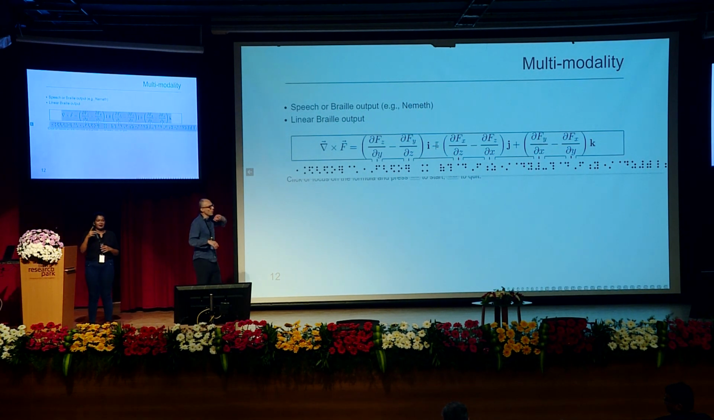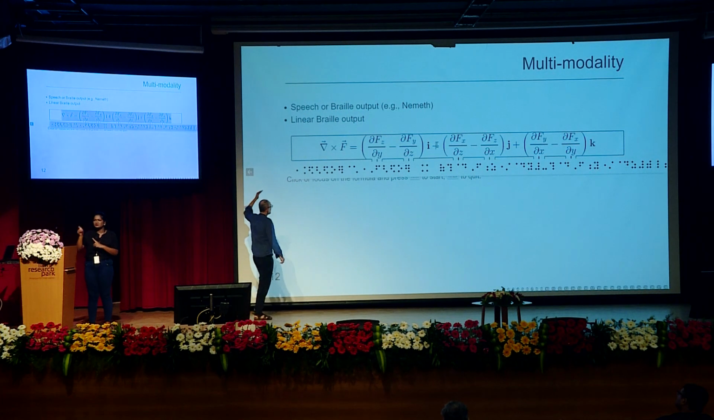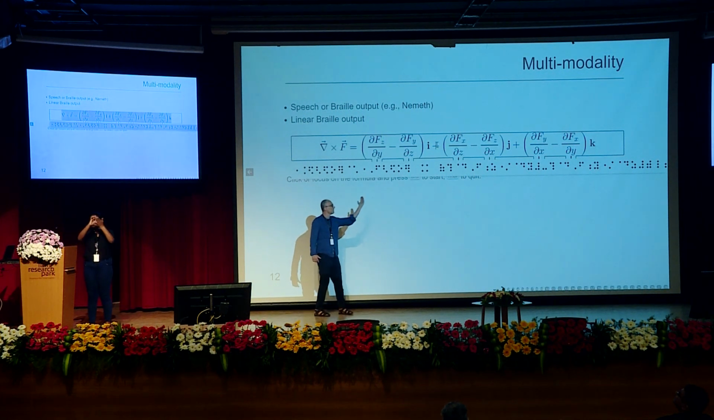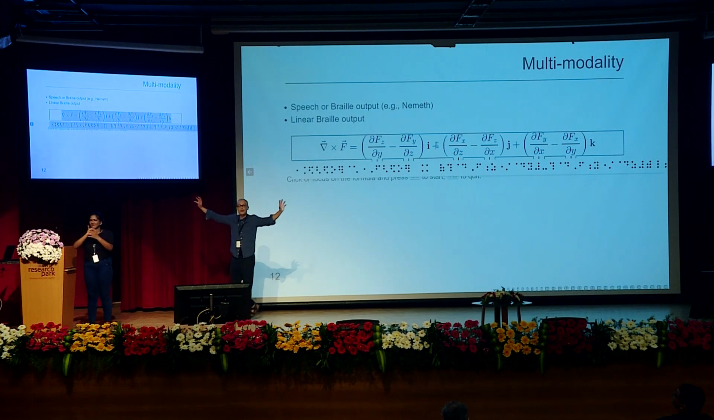So here's a slightly more complex formula. It's a curl of a vector field. It's a physics formula. And the way we can make it accessible, because we have all that semantics in the background now, is not just with speech, but also tactilely. If you can see the screen, there is now a Braille line underneath the entire formula. That is the Braille that would show up on your Braille display.